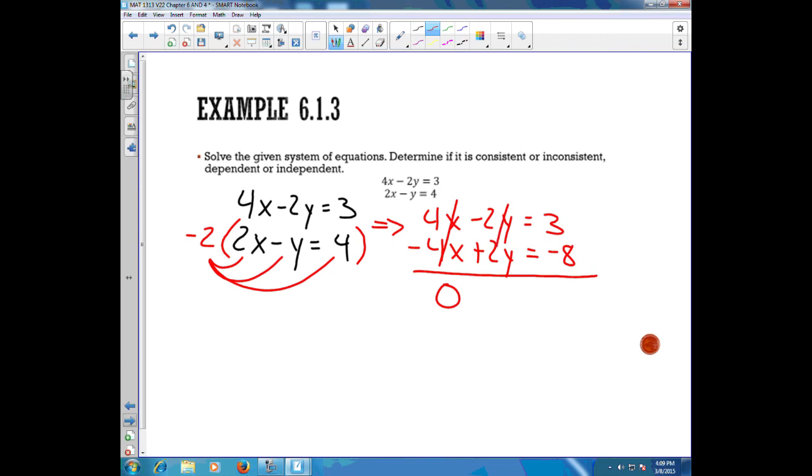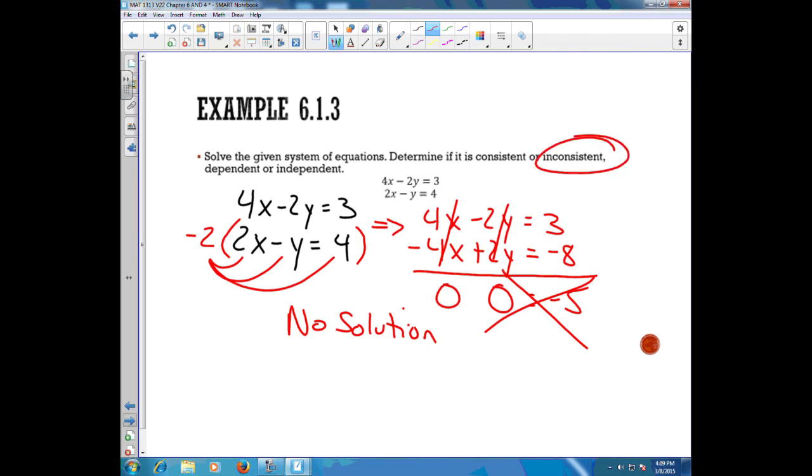Now, when we eliminate, 4x minus 4x goes to 0. Negative 2y plus 2y goes to 0. And 3 plus negative 8 is negative 5. So we're left with 0 equals negative 5. This is obviously not a true statement. And because this thing didn't work out, we got something that wasn't true, 0 equals negative 5, that implies that this system has no solution. And if the system has no solution, then it's inconsistent. But having no solution is unique, so it's also independent.